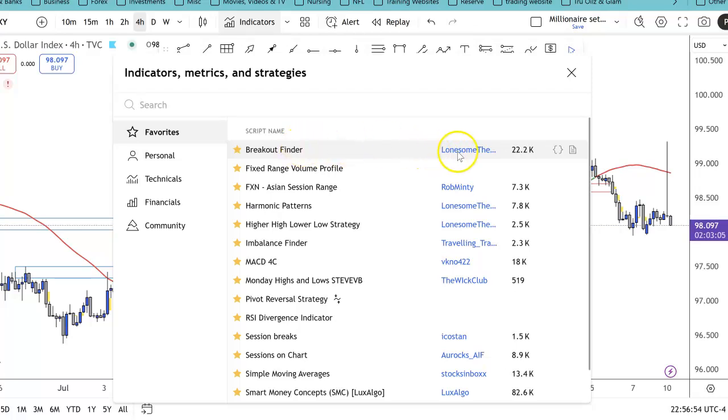This breakout finder is by Lonesome the and a couple dots behind it. Just look for the name. This should probably be the only one. The second indicator that I use is the simple moving averages by stocks inbox. This is the one that will change the colors from red to green according to whether the market is buying or selling. And the last indicator that I use is the imbalance finder by traveling underscore TRAV and some change dot dot dot. When you go to search for that indicator, you'll look for this name.